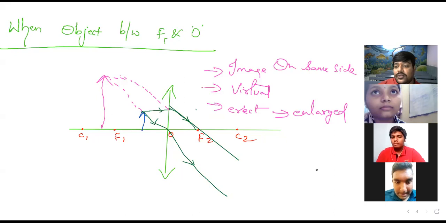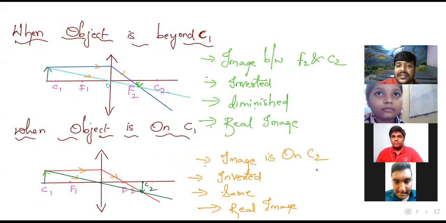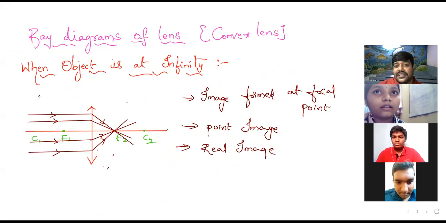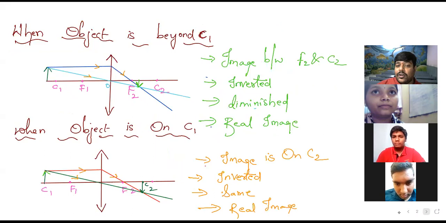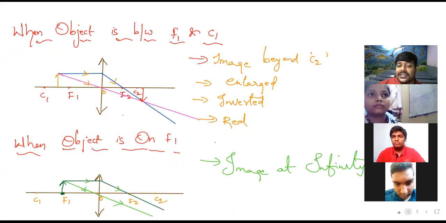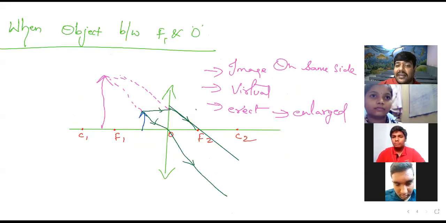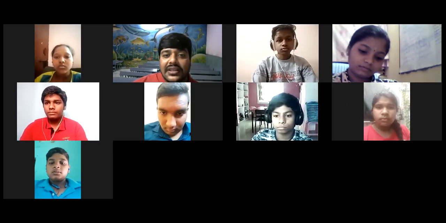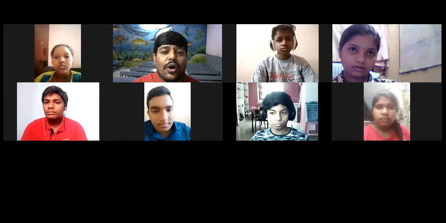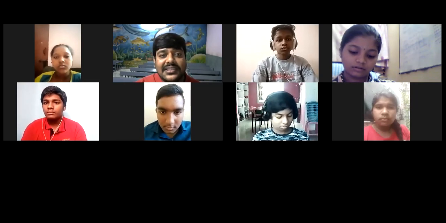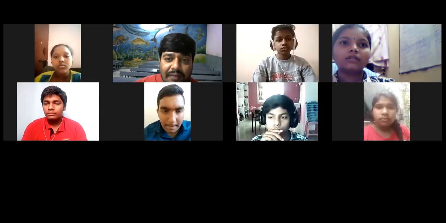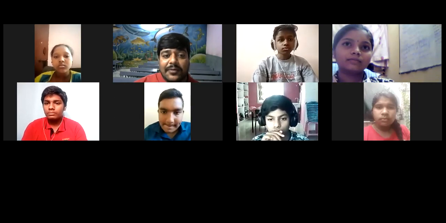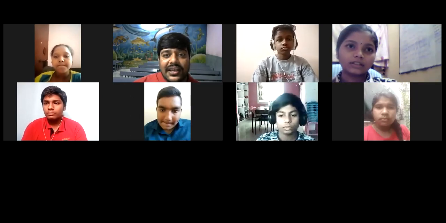Total how many cases we discussed? When the object is at infinity, beyond C, on C, between C and F, on F, and between F and optic center. Understood? You should draw everything. Go through all the ray diagrams and all the properties. This is a very, very important question, a 4 mark question for your final exam. That's all for today.